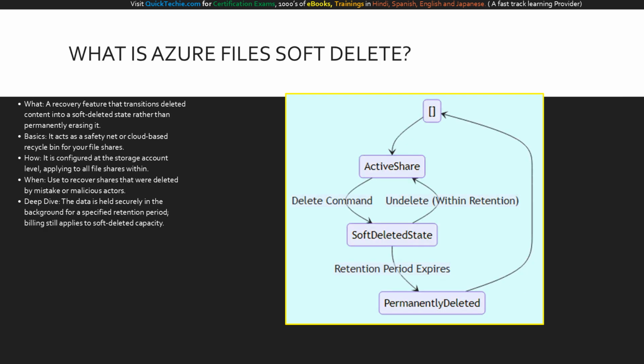200. Transitioning to our second protection mechanism, Azure Files Soft Delete. What is soft delete? Unlike snapshots, which capture point-in-time states of existing files, soft delete is a recovery feature that catches deleted data. Instead of permanently erasing a file share upon a delete command, it transitions the content into a hidden, soft deleted state. At a basic level, think of it as a cloud-based recycle bin. How is it applied? Crucially, soft delete for file shares is enabled at the storage account level, meaning it applies to all shares within that account.